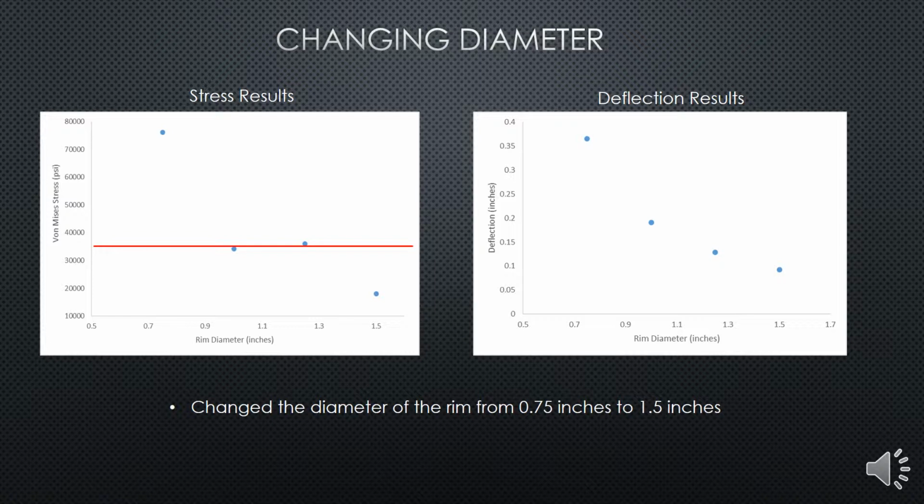And as you can see, the point at the 1.5 rim diameter gave us the best results because it is below the yield point, but also includes our safety factor of 1.5. For the deflection results, as the rim diameter increased, the experienced rim deflection decreased. This trend was closer to linear than the stress pattern.